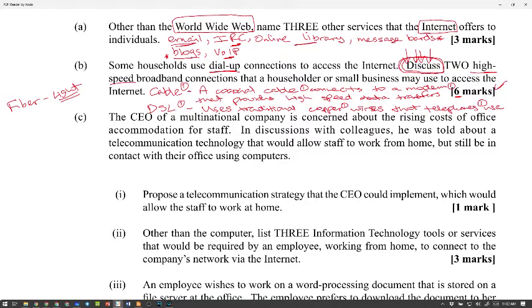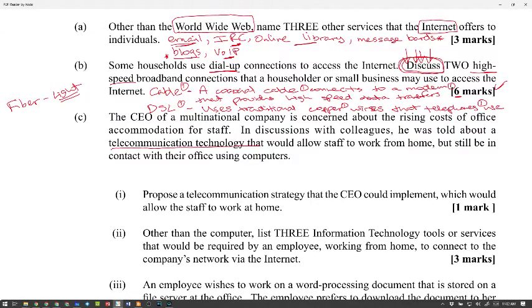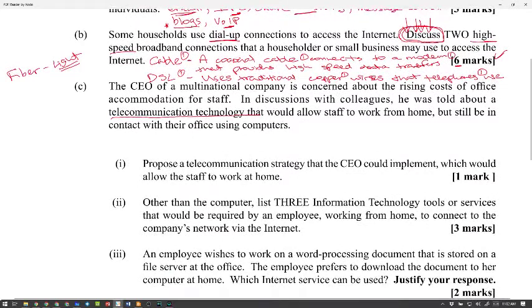The CEO of a multinational company, there's a scenario here, so you have to get your mind into the scenario. The CEO of a multinational company is concerned about the rising cost of office accommodation for staff. In discussions with colleagues, he was told about telecommunication technology that would allow staff to work from home but still be in contact using the office computers. So, propose a telecommunication strategy that the CEO would implement, which would allow the staff to work from home. Yes, telecommuting is the term.